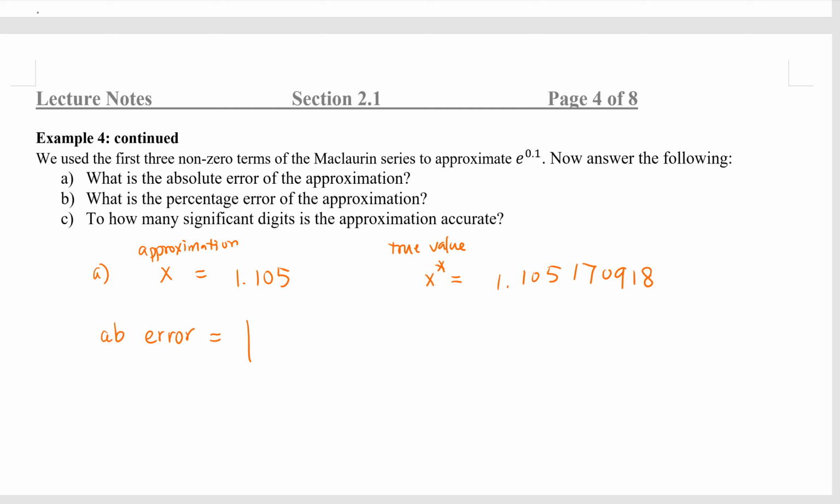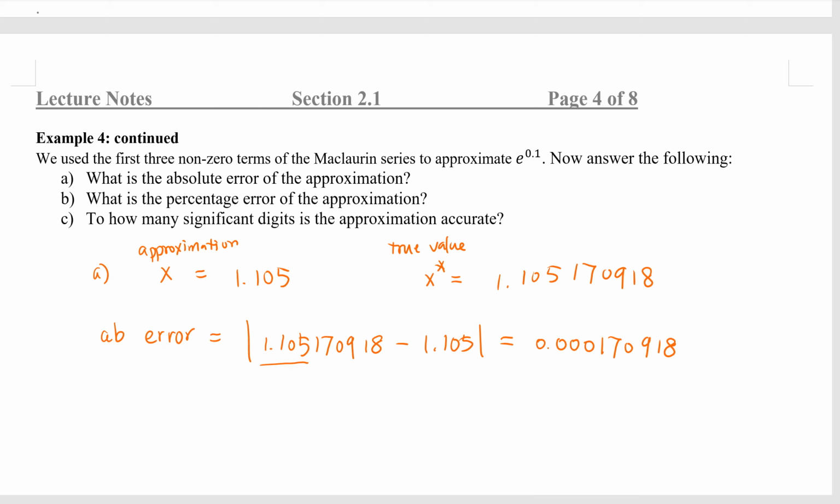So the bigger number is 1.105170918 minus 1.105. It means all these digits are gone, so we have 0.000170918. So that is the absolute error.